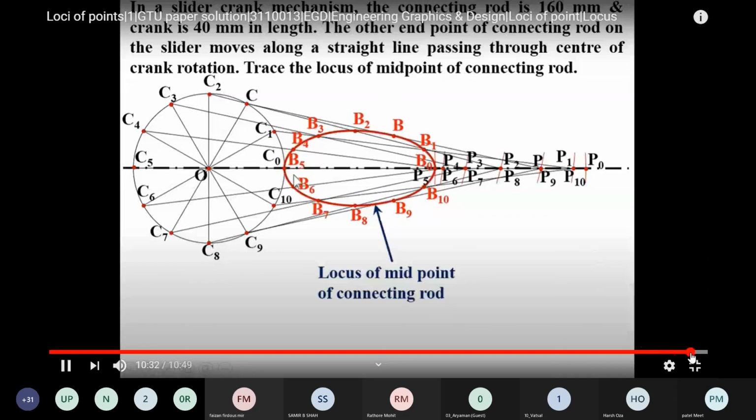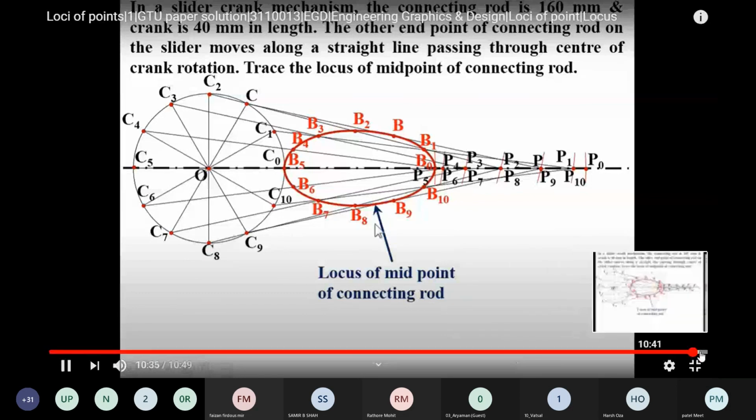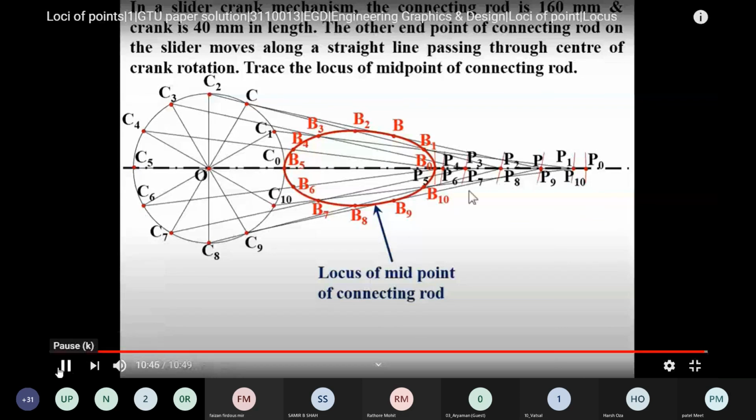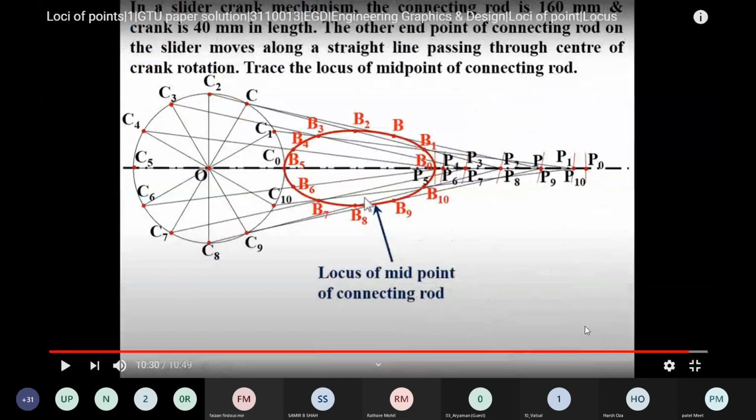You can see here, this is the output of our mechanism. It is called a slider crank mechanism. You just write down the data. That data we require as a first example. If anybody has any query regarding the problem, they can raise the query and mention it in the comment box also. So I will definitely solve your query.